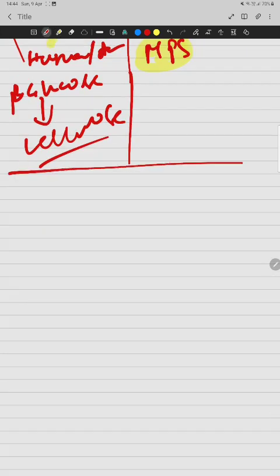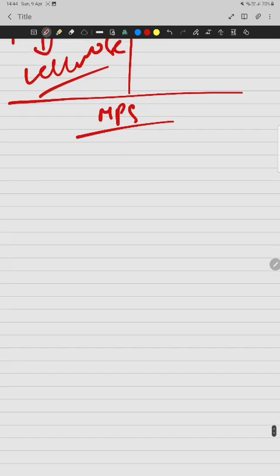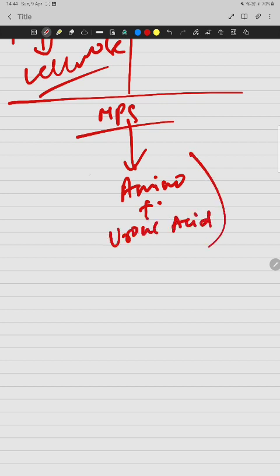So how to usually approach this kind of question? See, mucopolysaccharides. From the name itself you can see it's a polysaccharide. So polysaccharide means some sugar. So what is the sugar? That is your amino sugar. Muco means some uronic acid has to be there. So by definition it is some amino sugar with a uronic acid, it has to be there.